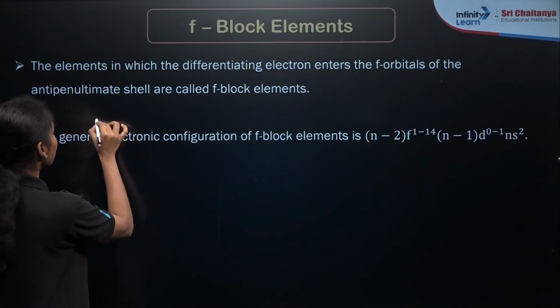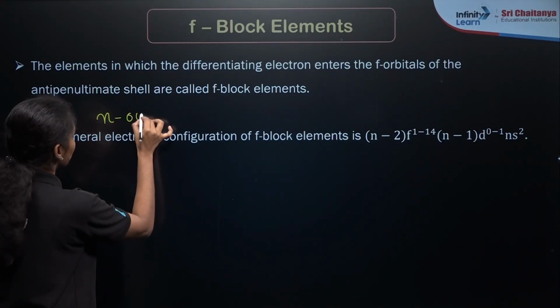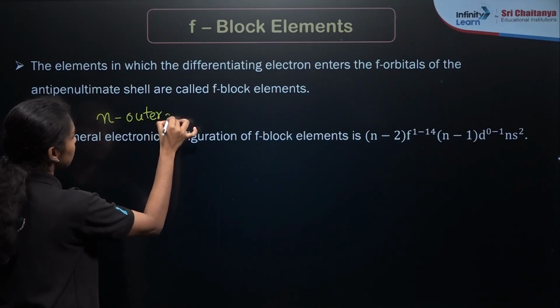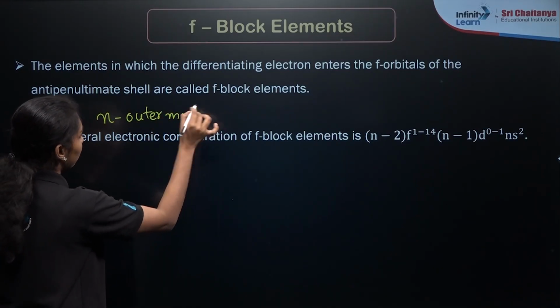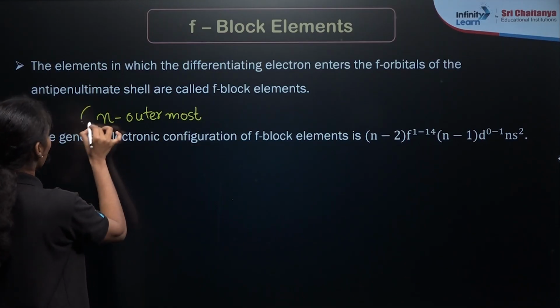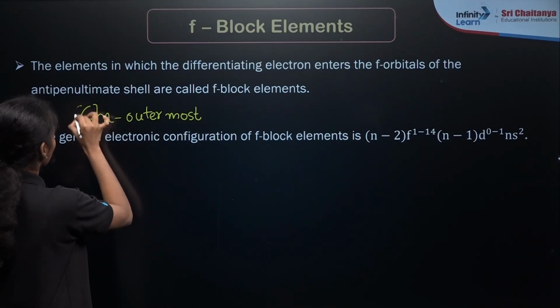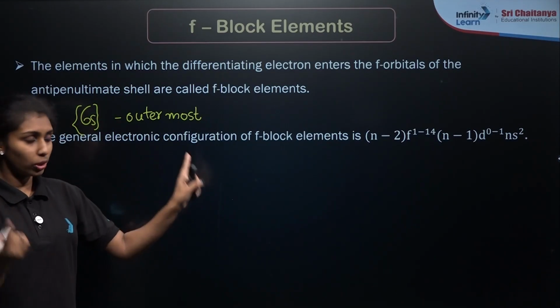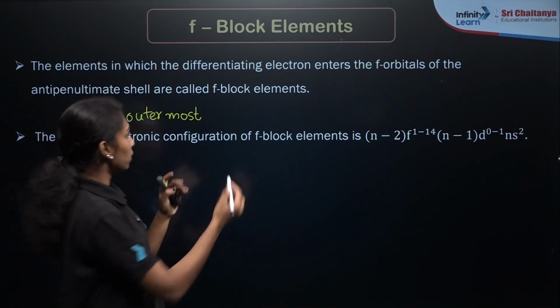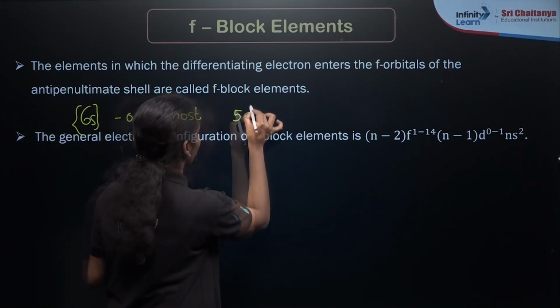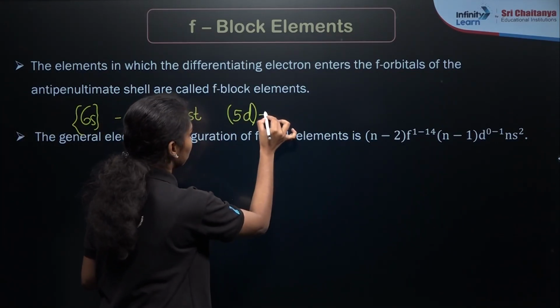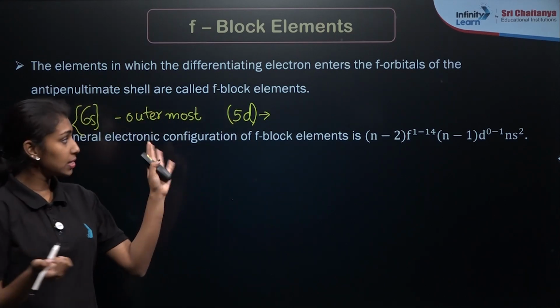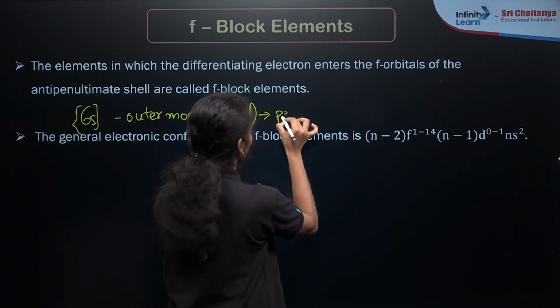For example, if I am taking the ns orbital, this is the outermost shell. If I am taking the 6s orbital, the 6s orbital is our outermost shell. The next one will be 5d. The 5d orbital, that is the (n-1) shell, is known as the penultimate shell.